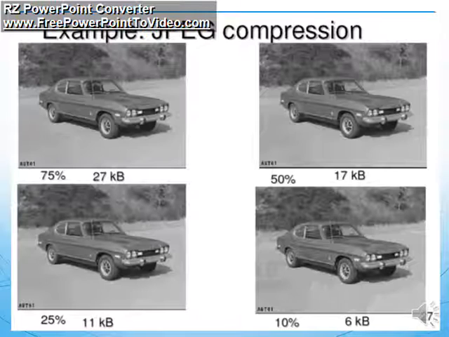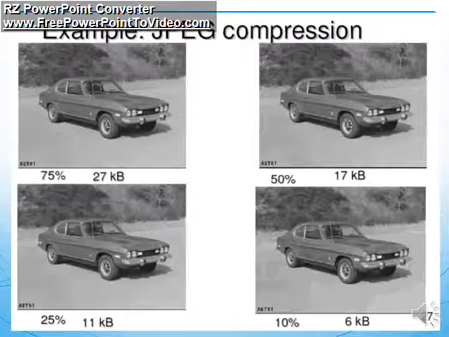So here we can see an example for JPEG compression, Joint Photographic Expert Group, the full form of JPEG compression. This is an image compression standard. Here we can see four images. The first one is 75% compressed, the second one is 50%, the third one is 25%, and the last one is 10% compressed. So here we can see more compression.